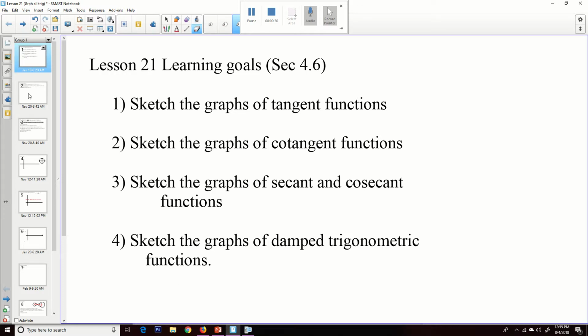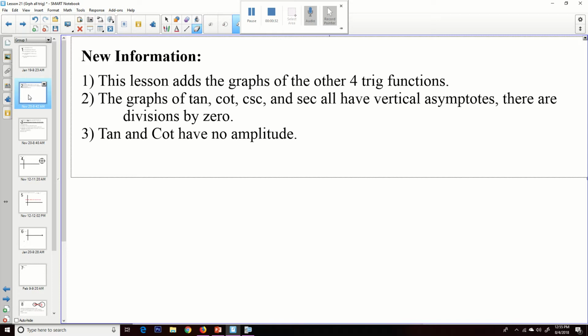The good news is that we're adding the other trig functions, and tangent, cotangent, secant, and cosecant all have vertical asymptotes because they're divisions by zero. All four of those trigonometric functions are defined as a quotient of other expressions, and so there's the possibility that we have a division by zero. And then we also have to keep in mind that tangent and cotangent do not have an amplitude.